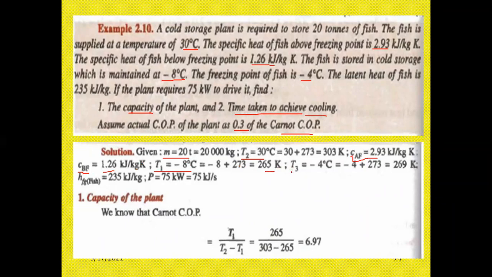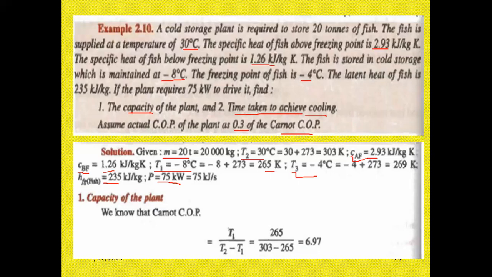Now, the freezing point of fish. The freezing point, T3, is equal to minus 4 degrees centigrade. So minus 4 plus 273 is 269. Next, the latent heat of fish, Hf, is 235, and the total plant requires power equal to 75 kilowatts, that is 75 kilojoules per second. If you write the data correctly, then automatically 50% of the answer is achieved.